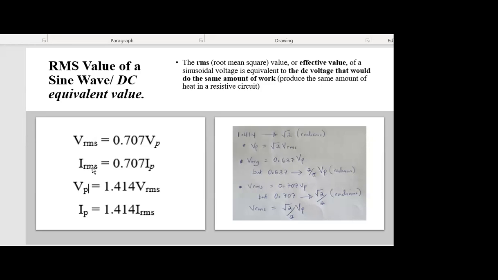Then the same applies to the root mean current. It's √2/2 times the peak current. Then getting peak current, when you have the root mean, you get √2 times the root mean value, either for VP or IP.